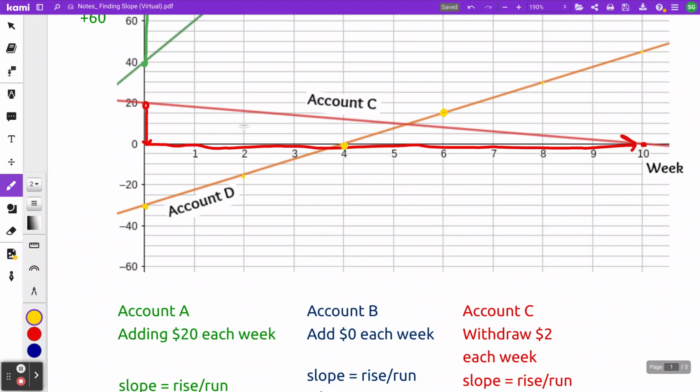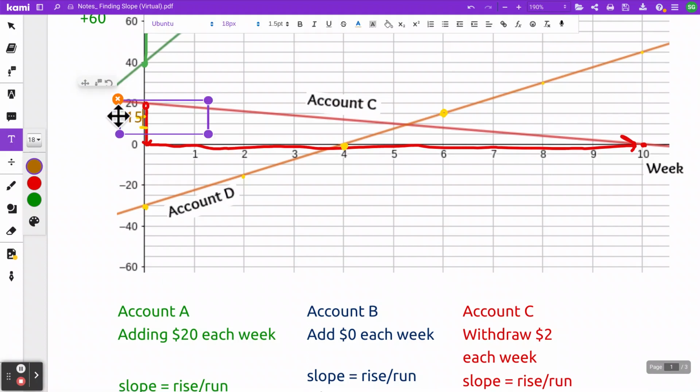So at week 4, I know this person has $0 in their account. And at week 6, it's this line right here, so the line before the 20. So I might have to do some thinking here. I know this middle line is 10. And so the line I want is halfway between 10 and 20. So that must mean it is at 15.